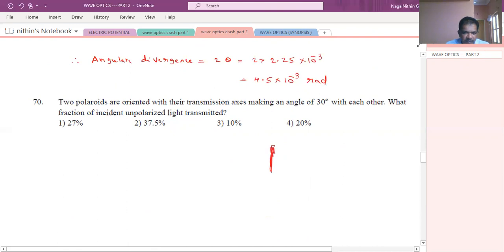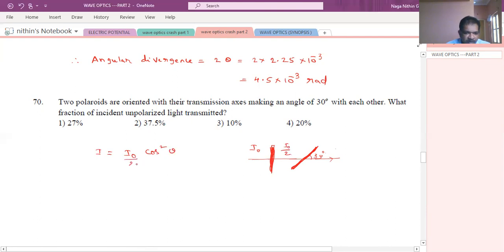This is one Polaroid. This is its transmission axis. Here one more Polaroid is like this, making 30 degrees. Final emitted light will have how much? If I naught is emitted, here it will be I naught by 2. Here how much means I is equal to I naught cos square theta.